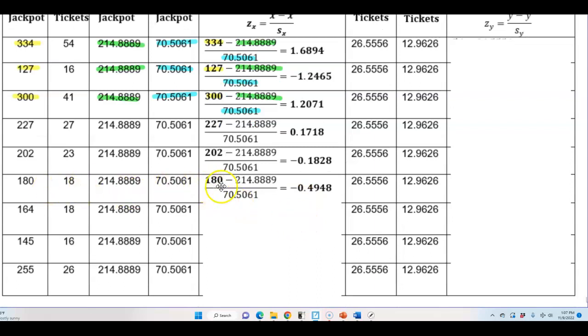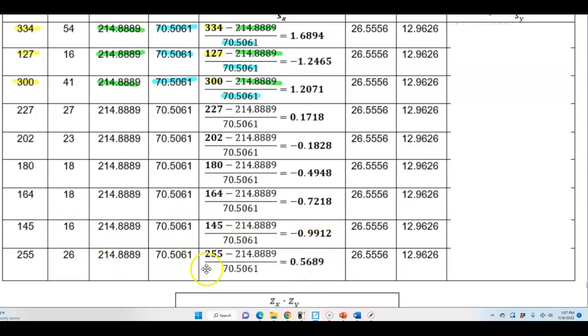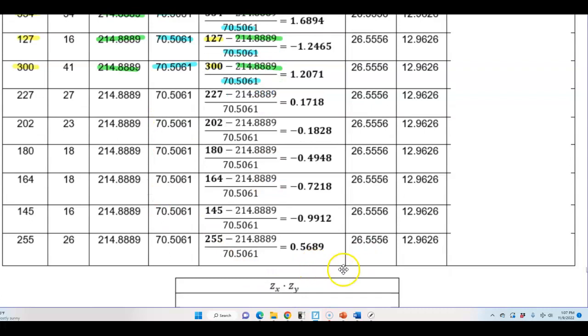And then we take 180, subtract the mean, and then divide it by the standard deviation to get negative 0.4948. And then we take, again, 164, subtract the mean, divide it by the standard deviation, and get negative 0.7218. And then we take 145, subtract the mean, and divide it by the standard deviation, and get negative 0.9912. And then 255 minus the mean, divided by the standard deviation to give us 0.5689.